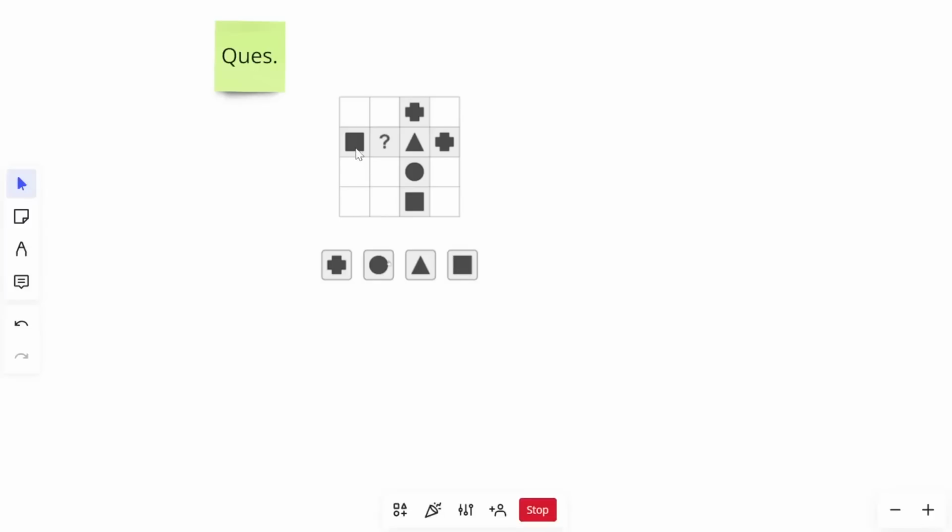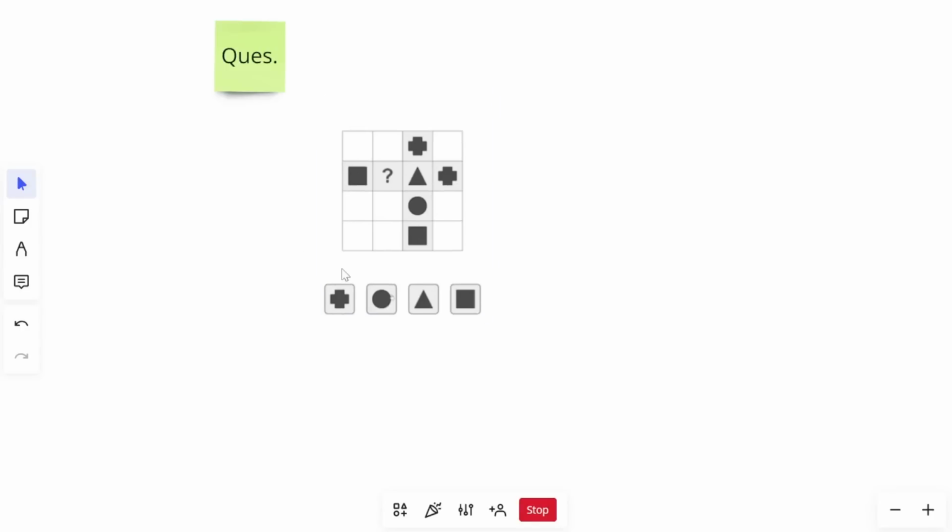See, the concept is that in this row, all three are already coming: the three symbols square, triangle, and plus. So these three cannot be the answer. Okay, the only option that is left is circle. So that is why the question mark needs to be replaced with circle in this case. Okay, hope you have understood it.